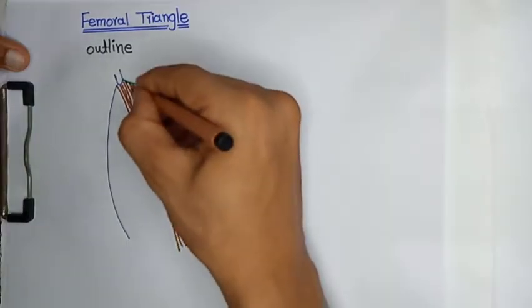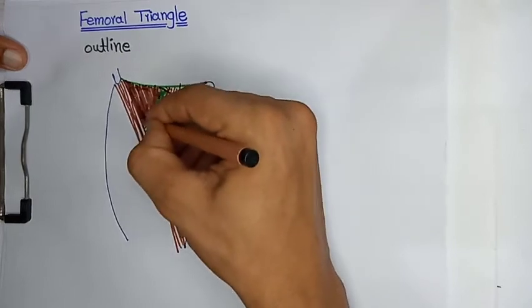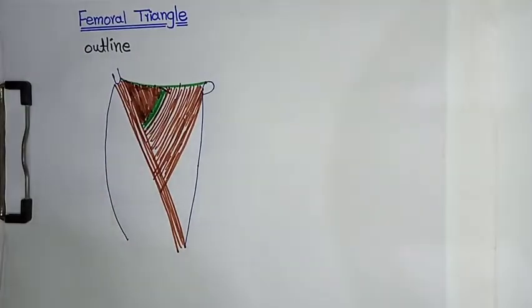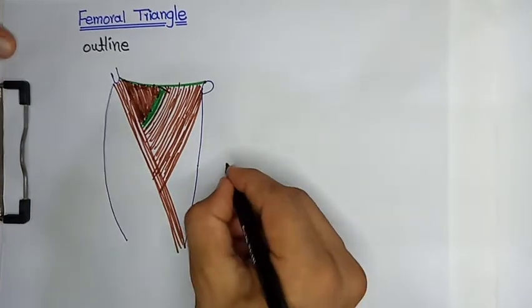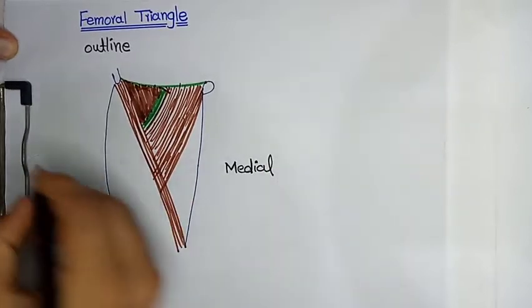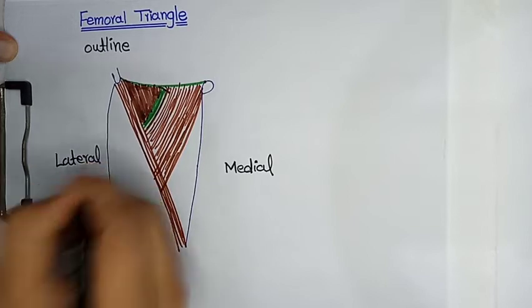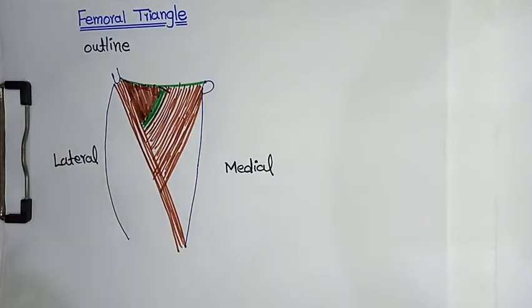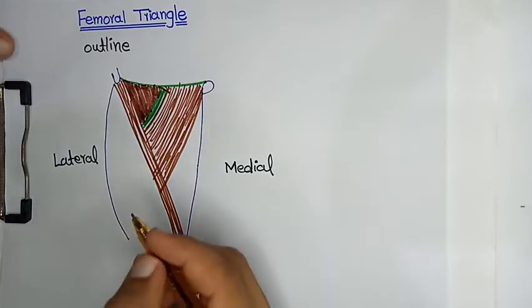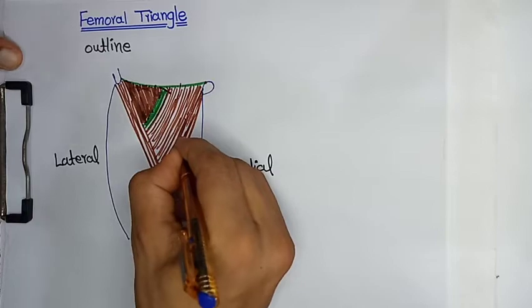Now this is the last muscle. This is iliacus, and we make it more dark to differentiate from others. This is medial side and this is lateral side. The sides must be labeled.